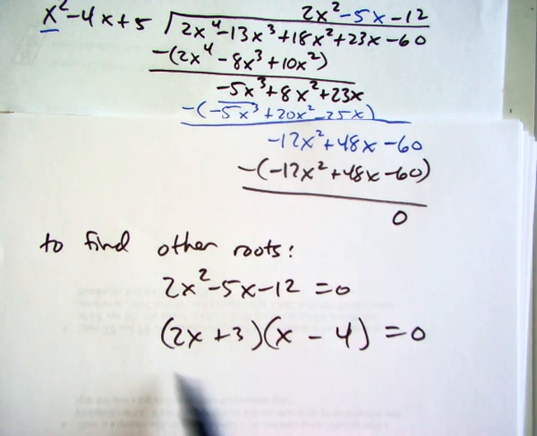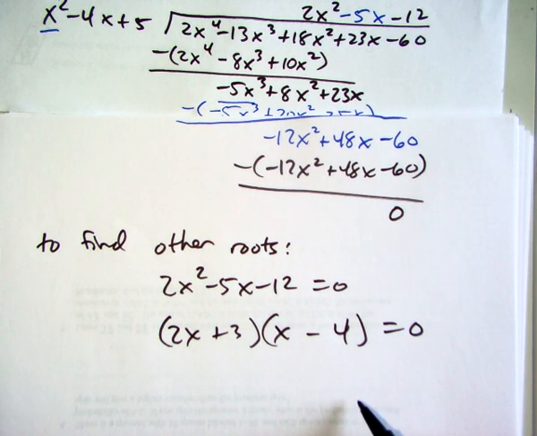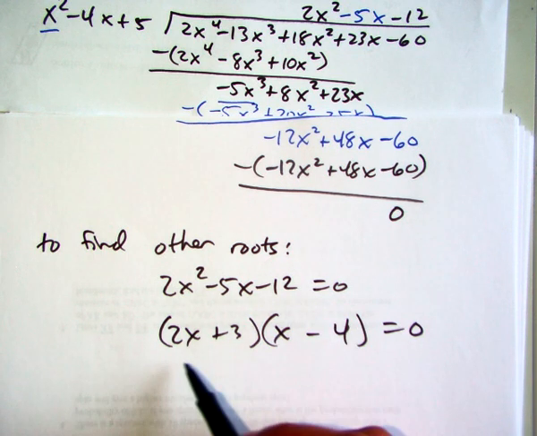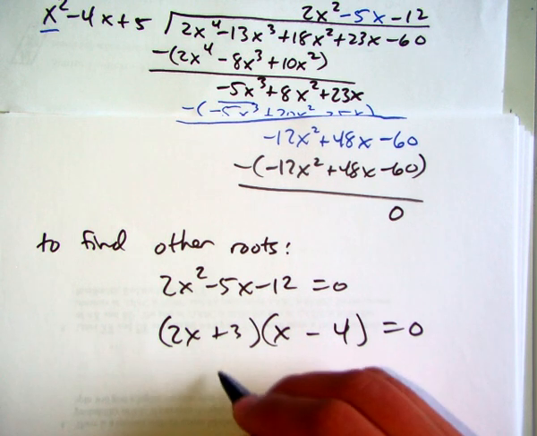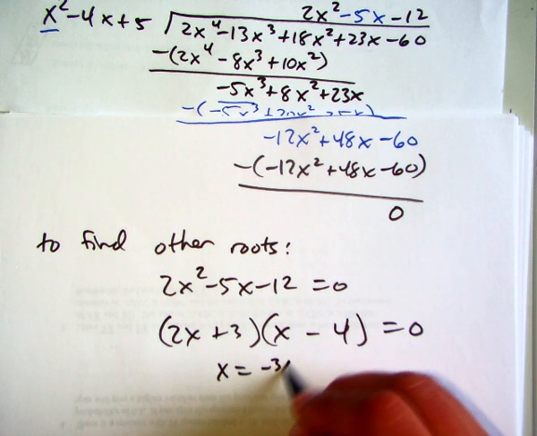2x plus 3 times x minus 4 looks like it gives me negative 12 and 8. Negative 8x plus 3x gives me negative 5x, so we're good. The other two roots are going to be negative 3 halves and 4.